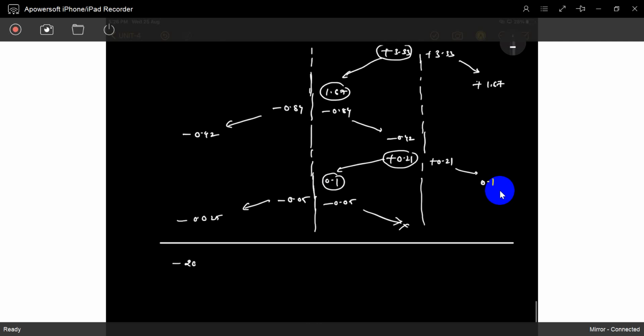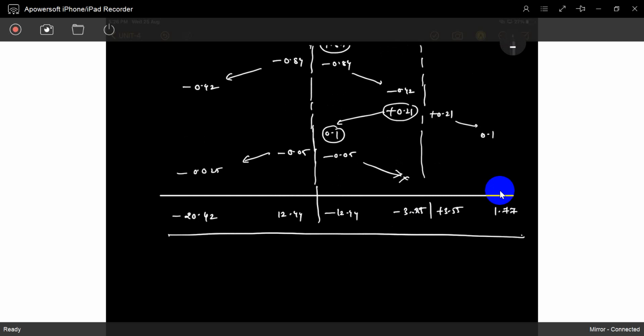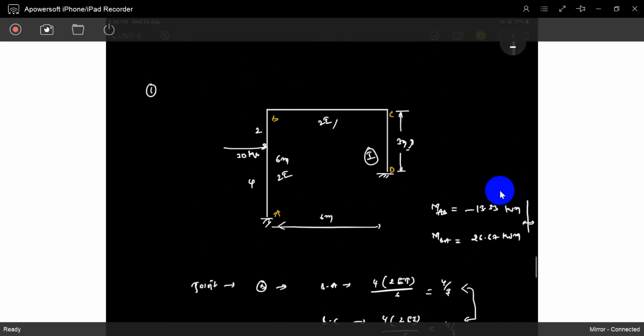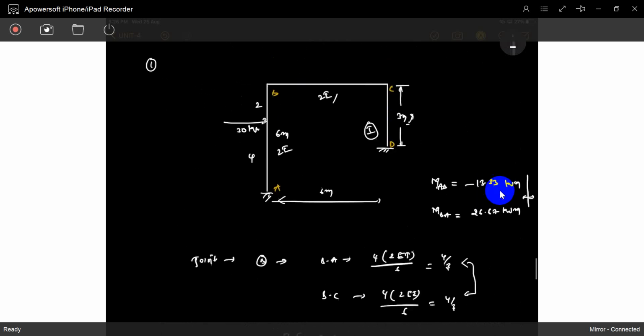So now we calculate: 20.42. This value is 12.44, minus 12.44, minus 3.55, plus 3.55, here 1.77. These are the non-sway moments. See whether sway is there or not. Compulsorily it is there. We already know it, because by the diagram, by the loading, you can easily say it.